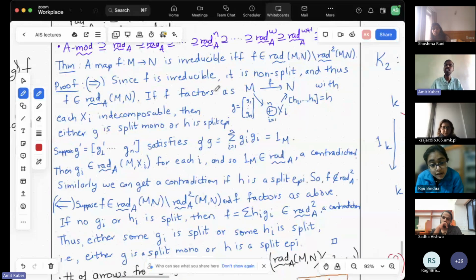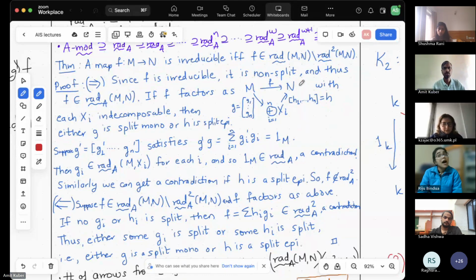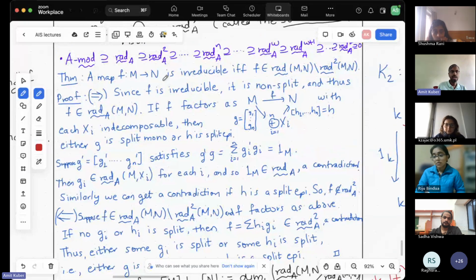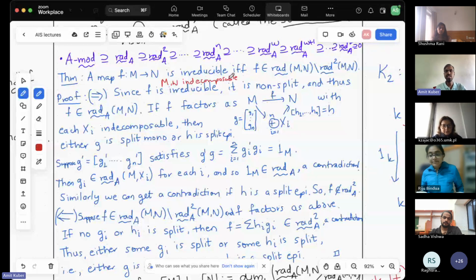So since F is irreducible, it is non-split, and therefore it belongs to radical. Sorry, I forgot to say something over here. I should add in the hypothesis, otherwise this won't work: M and N are indecomposable. We are using the result that we proved earlier to conclude this. M and N are indecomposable, and since F is irreducible, non-split, therefore it belongs to radical. If F factors through some object, what would that third object look like? Because it is in category A mod and we have the Krull-Schmidt property, it must look like a finite direct sum of indecomposables. So all these xi's are indecomposable.